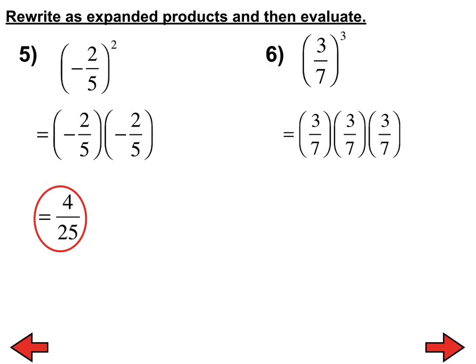And what is 3 times 3 times 3? 27. And what's 7 times 7 times 7? 343. Very good. Any questions so far?